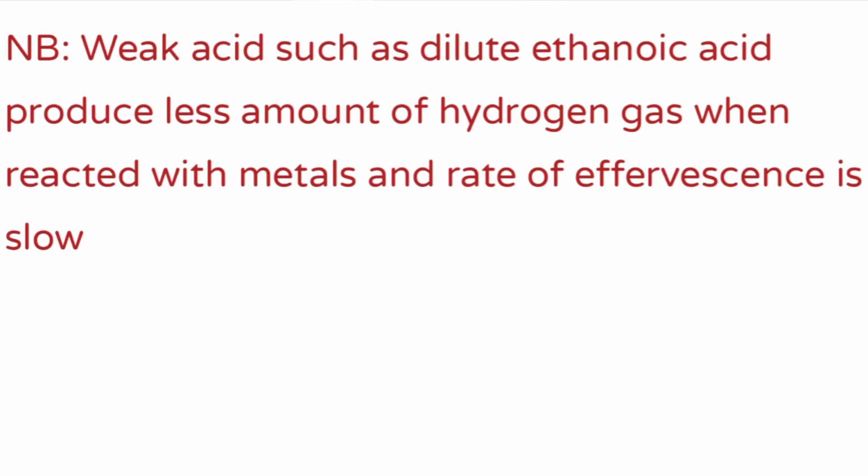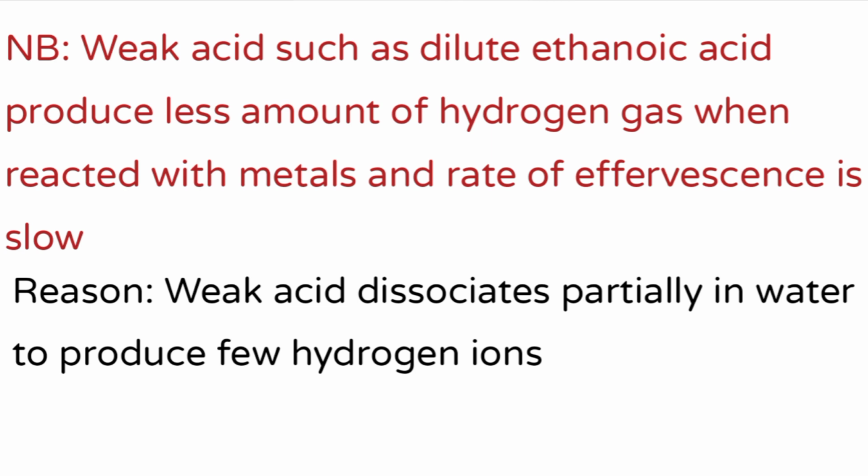And B, a weak acid such as dilute ethanoic acid produces less amount of hydrogen gas when reacted with metals, and the rate of effervescence is very slow. The reason, a weak acid dissociates partially in water to produce fewer hydrogen ions.